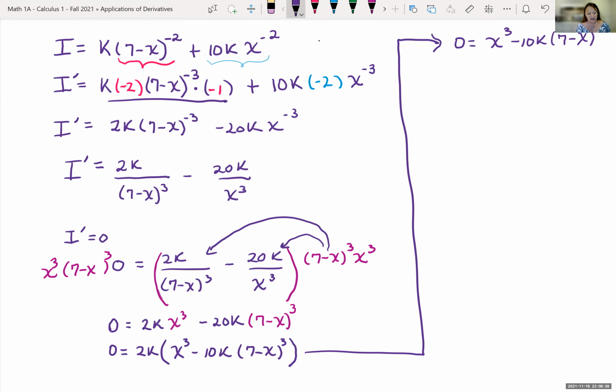I really don't want to expand that 7 minus x out and multiply it by itself 3 times and combine like terms. I notice both of those terms have a cube to it, so let's isolate one of them. Let's add 10k times 7 minus x quantity cubed to both sides. Then we have 10k times 7 minus x quantity cubed equals x cubed. It's an equation, so let's take the cube root of both sides to get rid of those cubes. That will make it much easier to find out what x has to be.